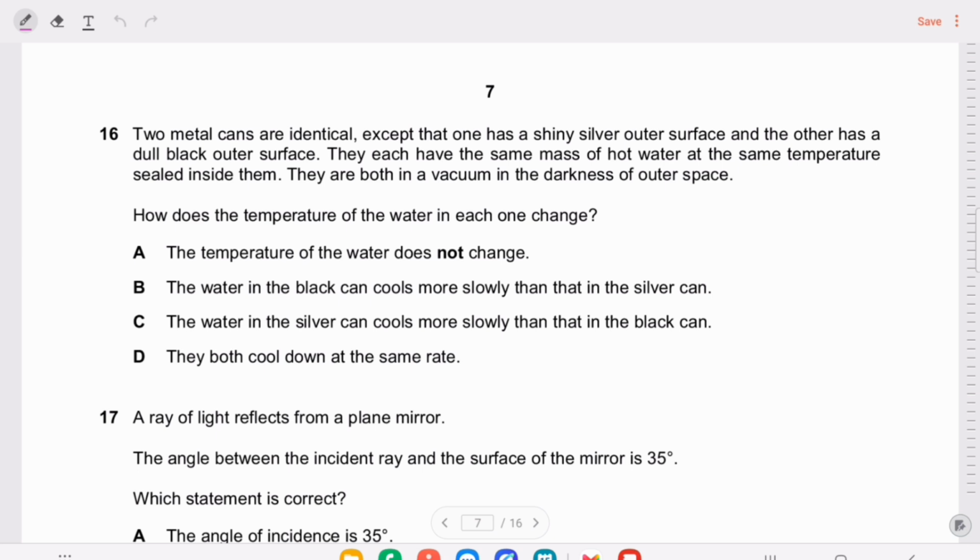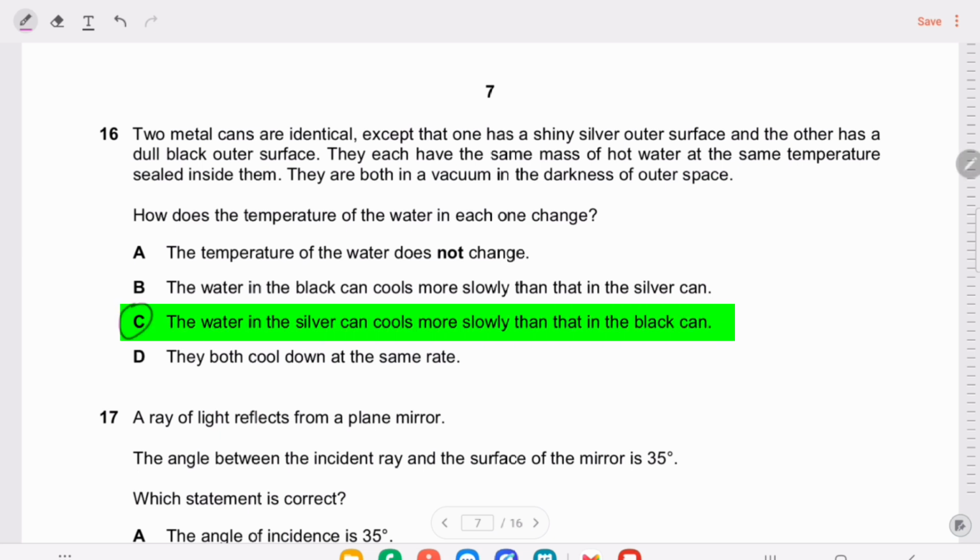In a vacuum, conduction and convection cannot occur. Only radiation transfers the thermal energy. Shiny silver surfaces are poor emitters of radiation, therefore the silver can loses thermal energy more slowly. So, black surfaces are good emitters, shiny surfaces are poor emitters. That's the reason the water in the silver can cools more slowly than in the black can. So, option C is the right option.